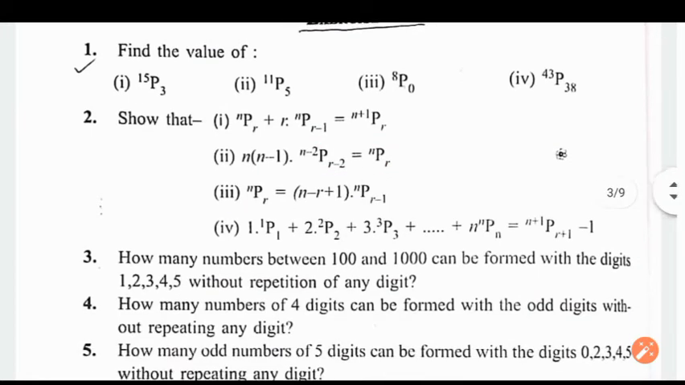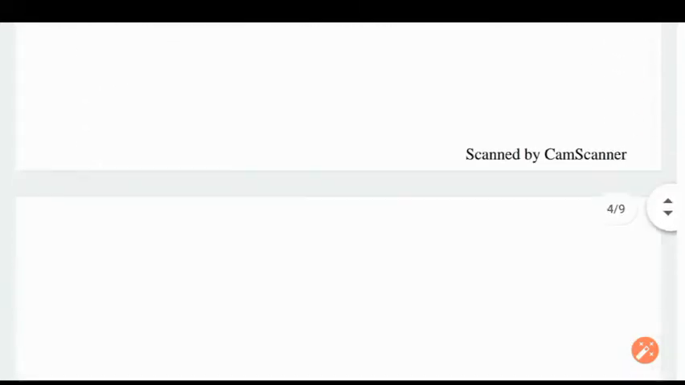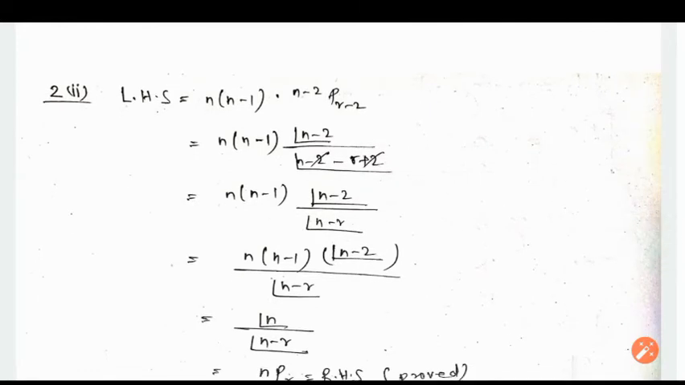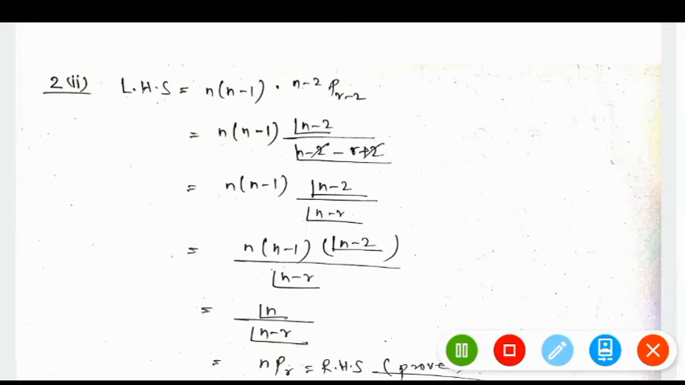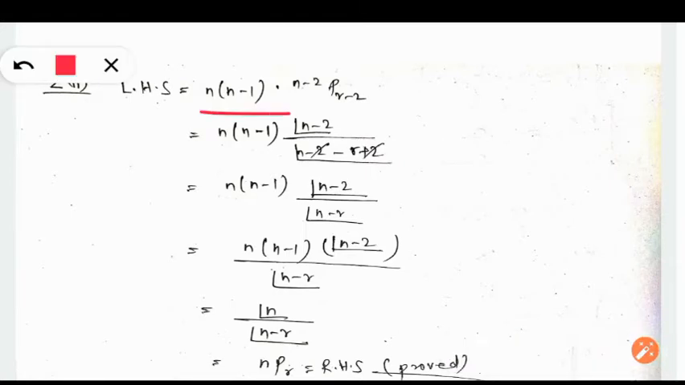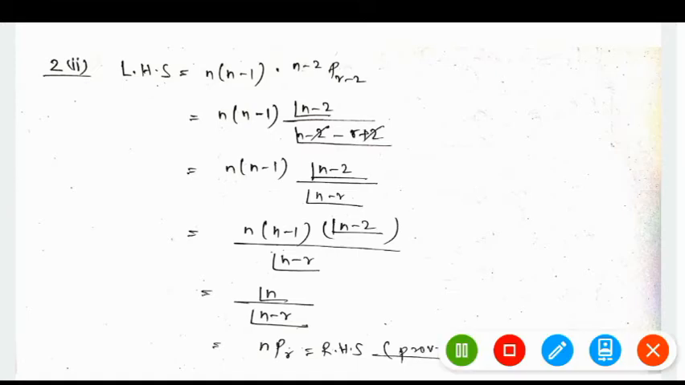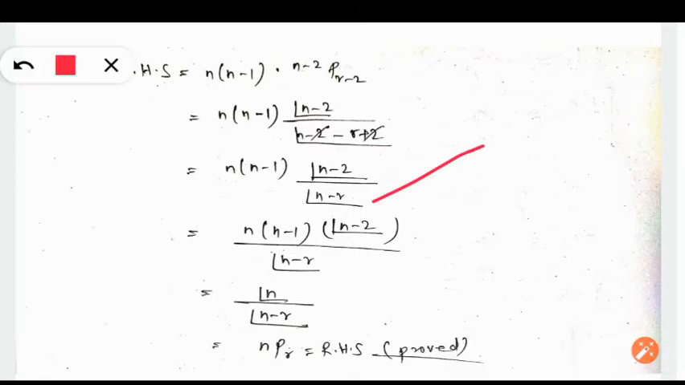Okay, let's do 2 part 2. In 2 part 2, what is the LHS? LHS is n into n minus 1, and we have n minus 2 P r minus 2. Okay. Now what is the formula of nPr? n factorial by n minus r factorial. So I have used that formula. You can see n minus 2 factorial by n minus 2 minus (r minus 2). If we do this, it will become plus, right? So plus 2 minus 2 cancel out. We are left with this.